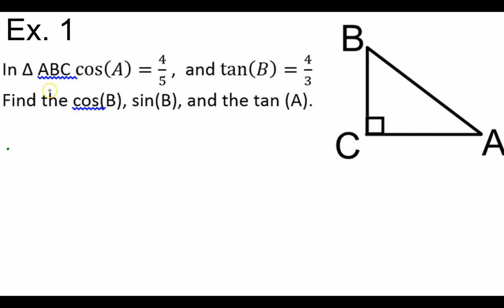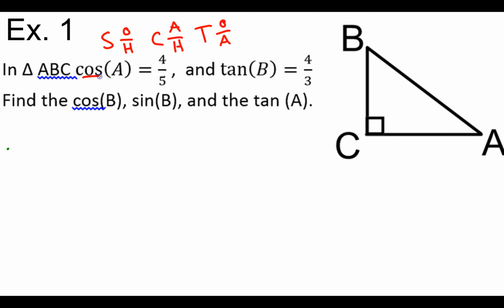But let's read through. It says, in triangle ABC, the cosine of A is 4/5 and the tangent of B is 4/3. All right, so let's look at that and see what we can take from this information. So it says in triangle ABC, the cosine of A is 4/5. If you remember your SOHCAHTOA: sine is opposite over hypotenuse, cosine is adjacent over hypotenuse, and tangent is opposite over adjacent. You guys remember those, and this says the cosine of A is 4/5.